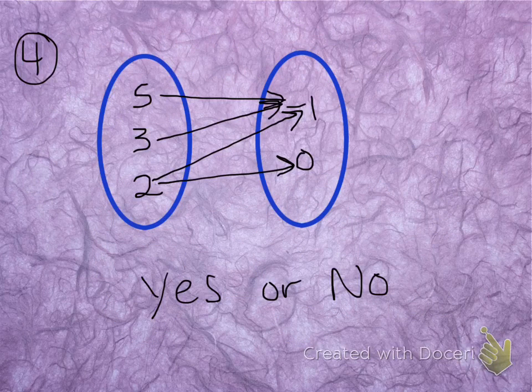All right, for this one, there are 2 lines coming off of the 2. So that means that 2 can have an output of -1 or 0, which makes it not a function.